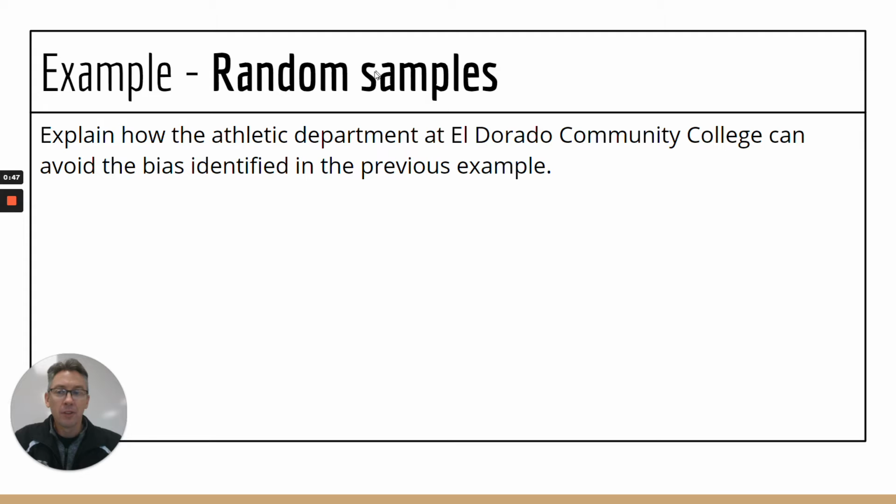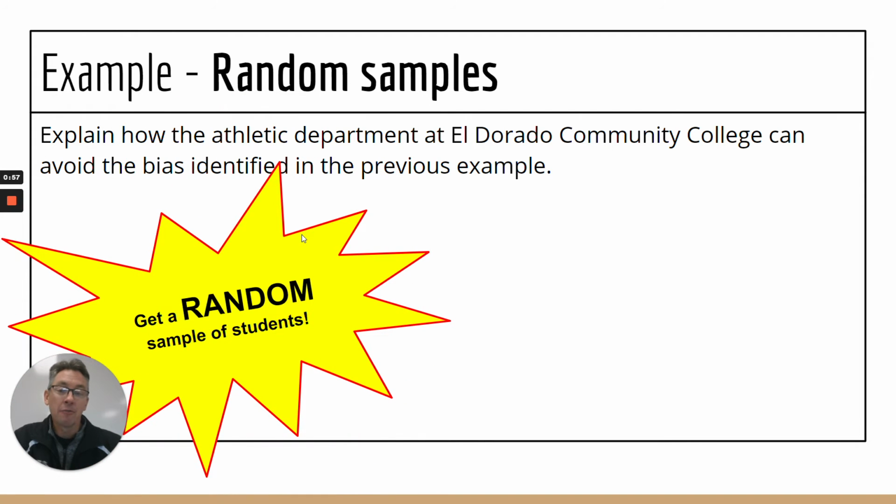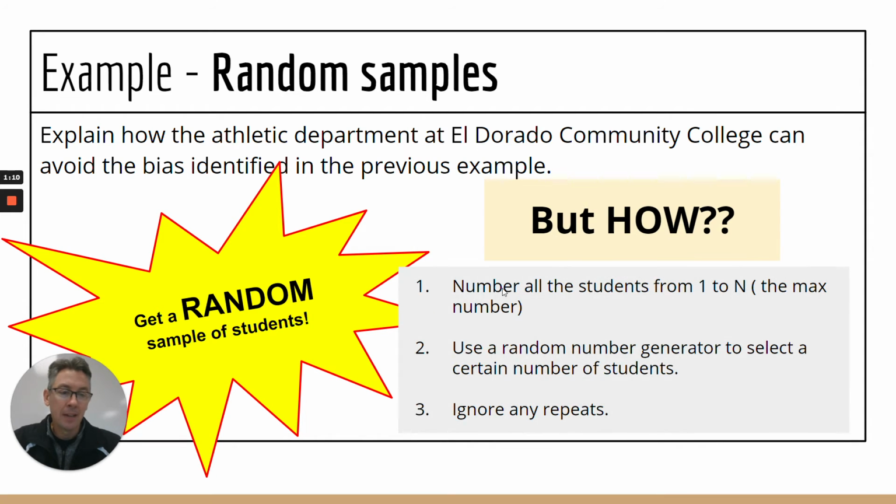So if we wanted to figure out how they could do this in a way that avoids that bias, so that they don't overestimate the number of push-ups their students can do, we said you've got to do it randomly. You can't just let students volunteer. You can't go pick the students yourself. So how would we do it? This is kind of where we left off. We didn't quite get this done in class, so I wanted to give you a way to do it.